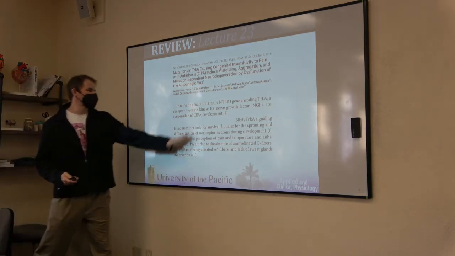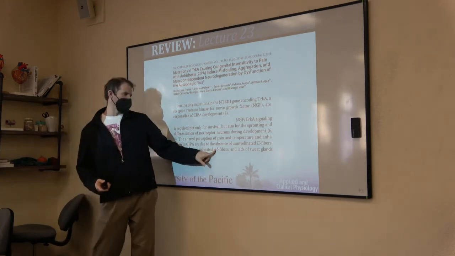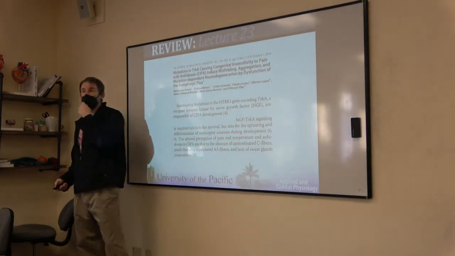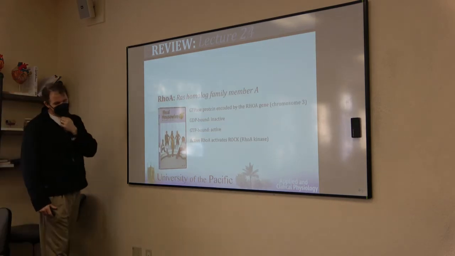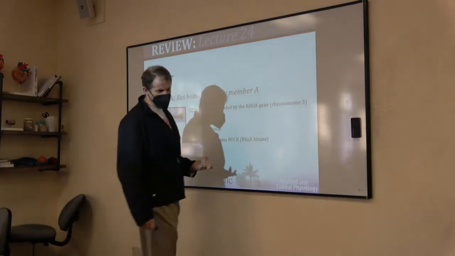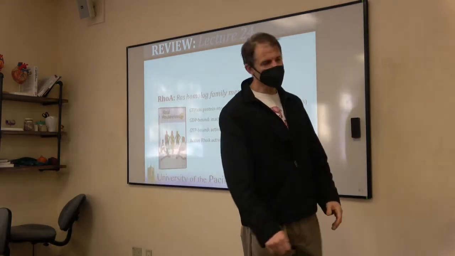Same thing, right? This is just CIPA, the absence of A delta and C fibers. You still have A alpha and A beta. You have those, but you don't have C and A delta. Okay, so Travis's lecture, I pulled a few things from it.